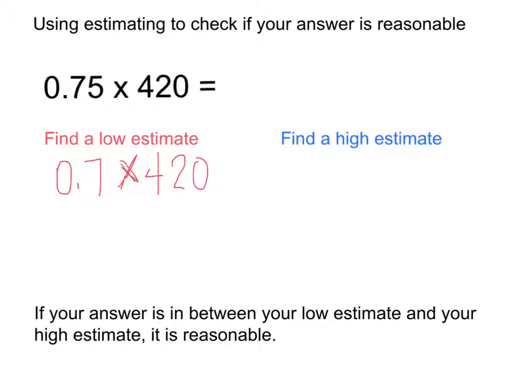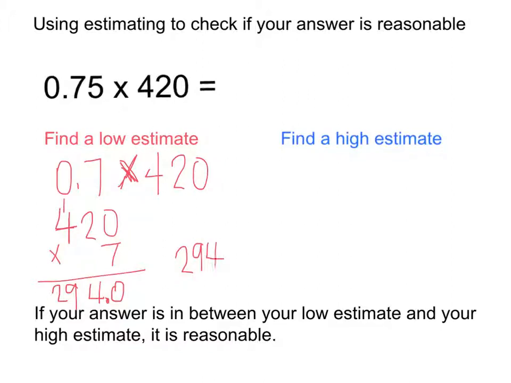Okay, let's do that. So, how do I multiply? What's my first step in multiplying, Sawyer? Okay, so I'll do 420 times 7. I'm going to ignore the decimal point. 7 times 0 is? 7 times 2 is? 7 times 4 is? Add the 1 is? Okay. How many numbers do I need after the decimal point? 1. Okay, so I'll put it right here. What's my answer? 294.